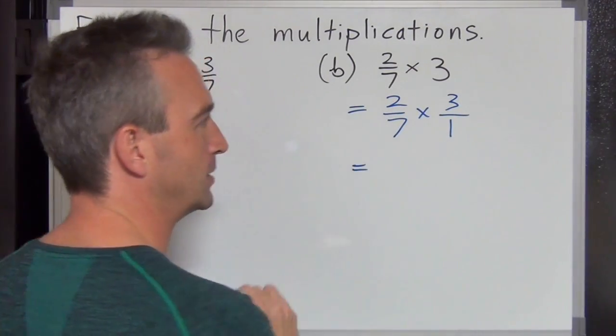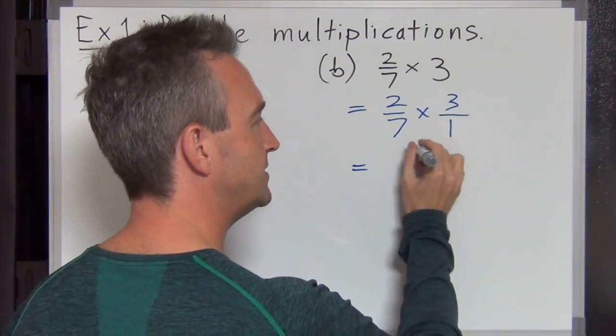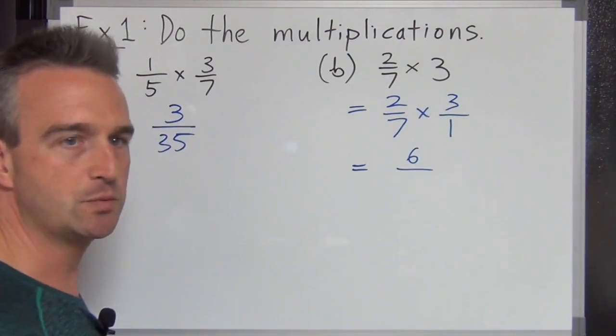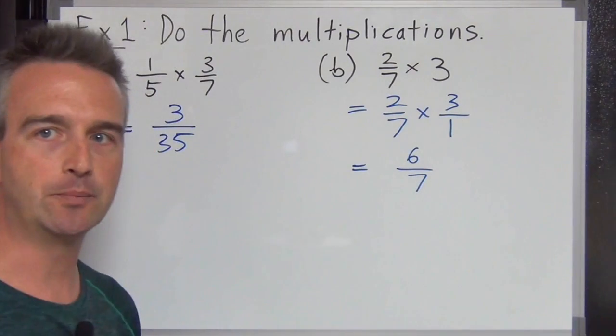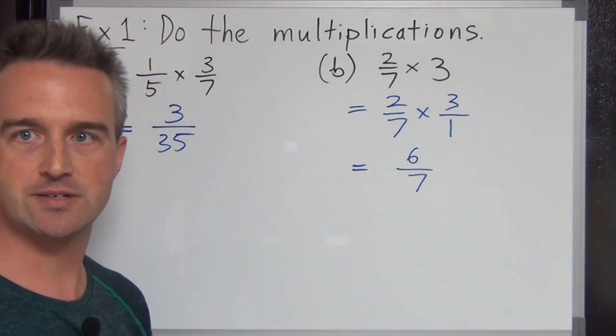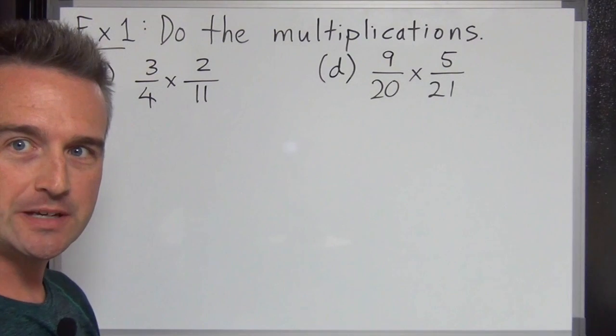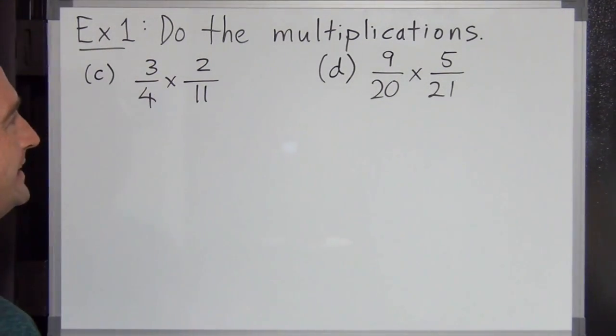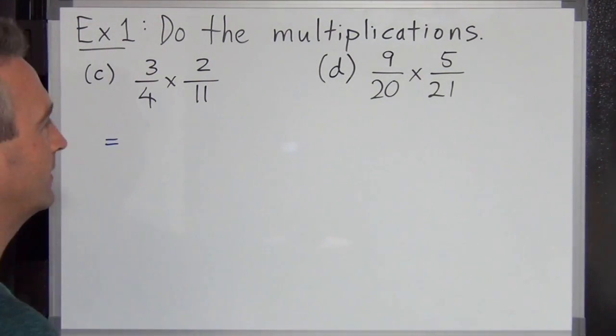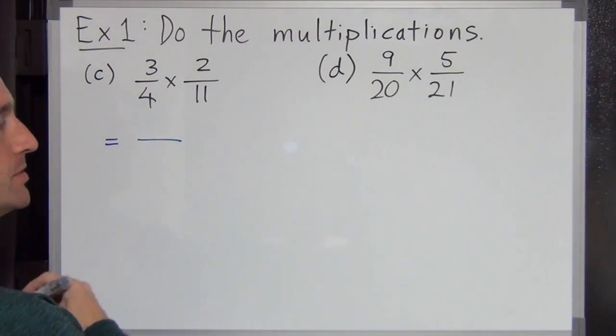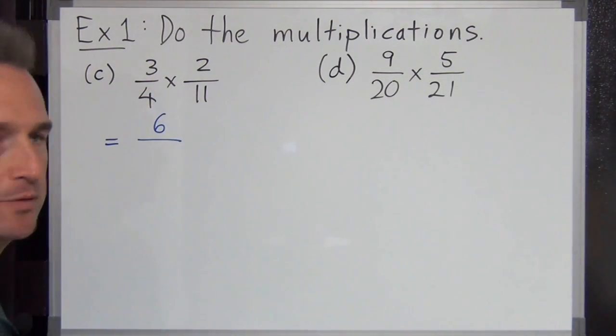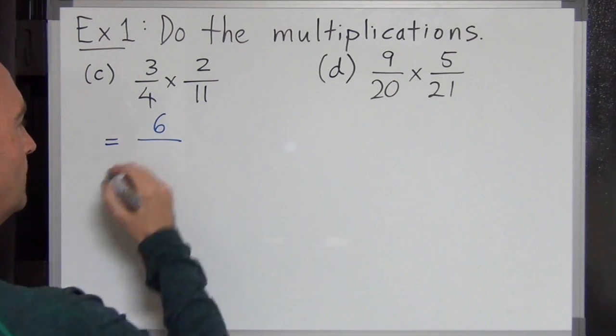Okay, and then we do our multiplication. 2 times 3 is 6 on the top, 7 times 1 is 7 on the bottom. Answer 6/7. Moving on, let's try examples C and D. For C, same thing. Numerator, we're going to get 3 times 2, which is 6, and the denominator is 4 times 11, which is 44.